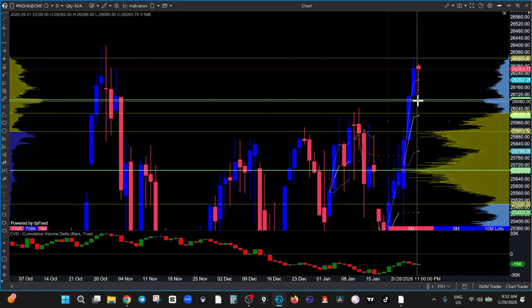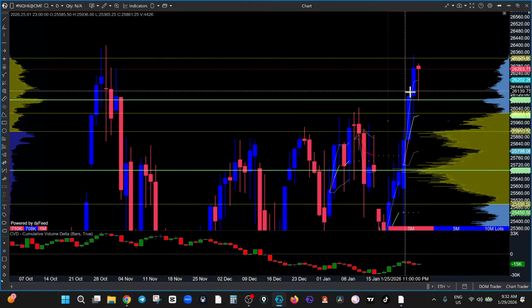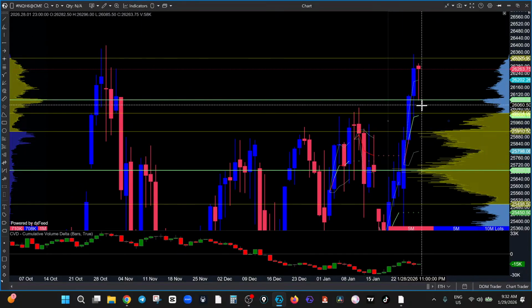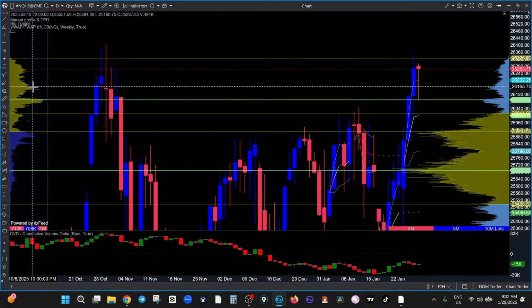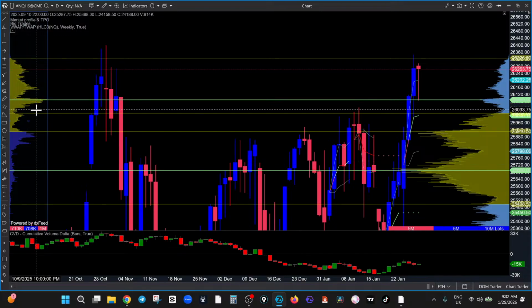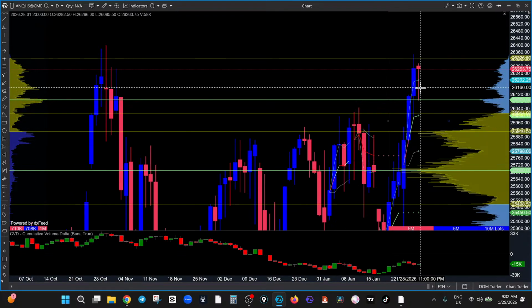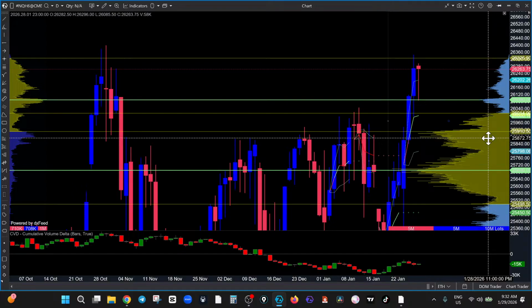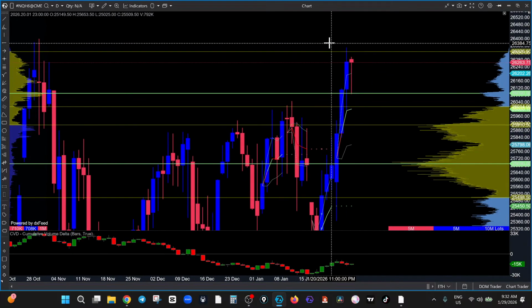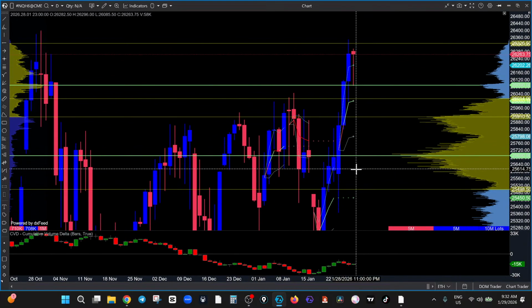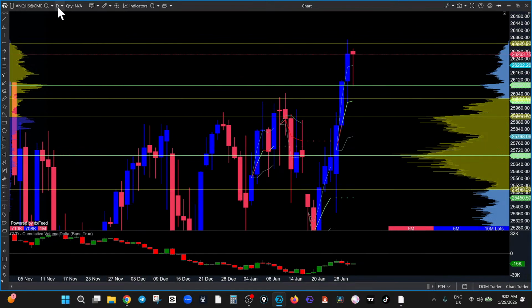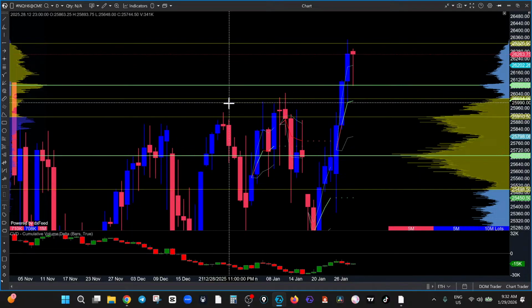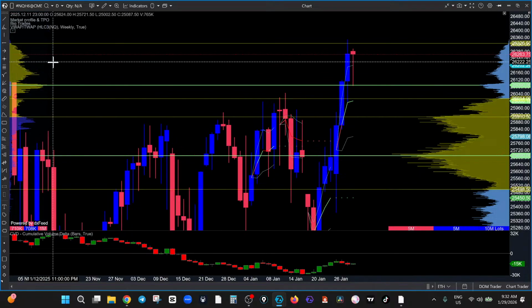So now, why do people buy here? Because as price came in, this was a very good area for us to buy. Remember, this volume profile here is the current weekly volume profile. And then this one on the right hand side is the current monthly volume profile. And this is the daily. So what did I tell you about directional buyers?